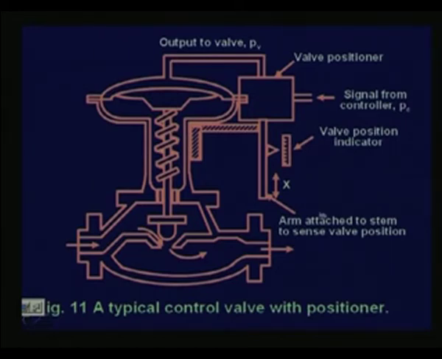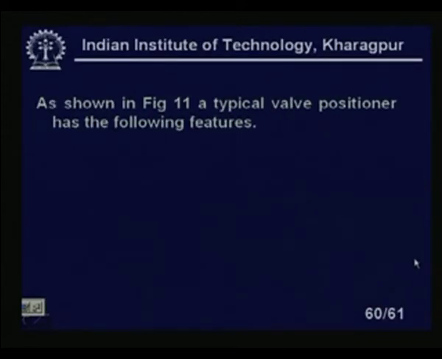You see here these arms attached to the stem to sense the valve position, and these arms sense the stem position of the valve, and a signal from the PC will come, right. And as shown in figure 11, a typical valve positioner has the following features. What are the features of the valve positioner?